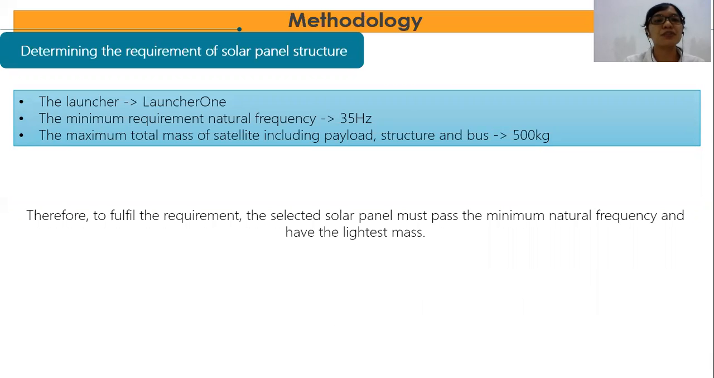The first method is determining the requirement of the solar panel structure. One of the launchers that meets the mission of the satellite is launcher 1. So our satellite must fulfill the requirements of this launcher. The first requirement is the natural frequency. The minimum natural frequency of this launcher is 35 Hertz. Another requirement is that the maximum total mass of the satellite, including payload, structure, and bus, is 500 kg. Therefore, to fulfill the requirement, the selected solar panel must pass the minimum natural frequency and have the lightest mass.